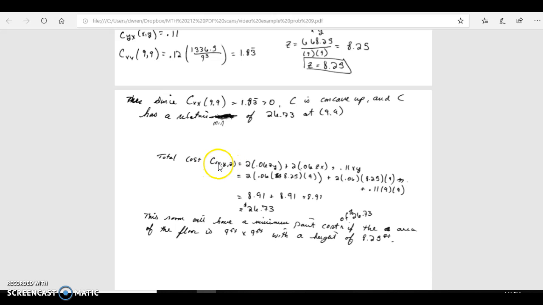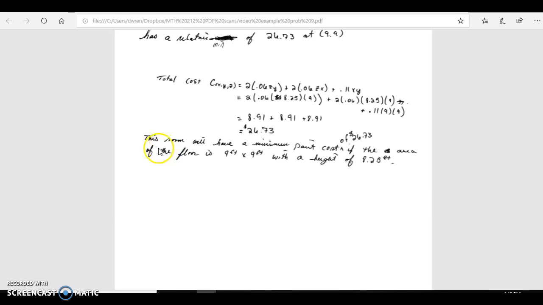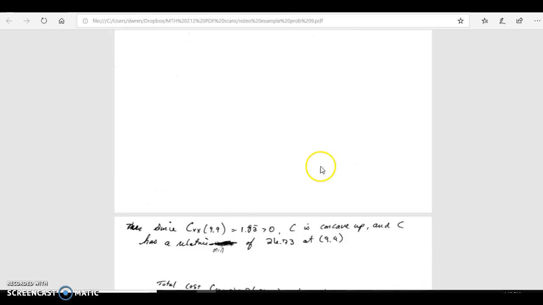You can use your original c function of x, y, and z, and you're going to get a value of $26.73. Now putting this into words, this room will have a minimum paint cost of $26.73 if the area of the floor is 9 feet by 9 feet with a height of 8.25 feet.